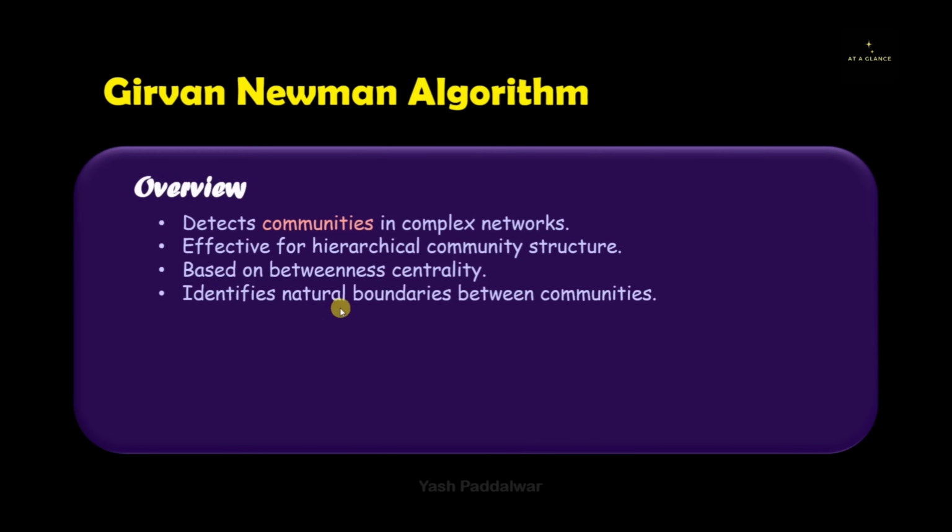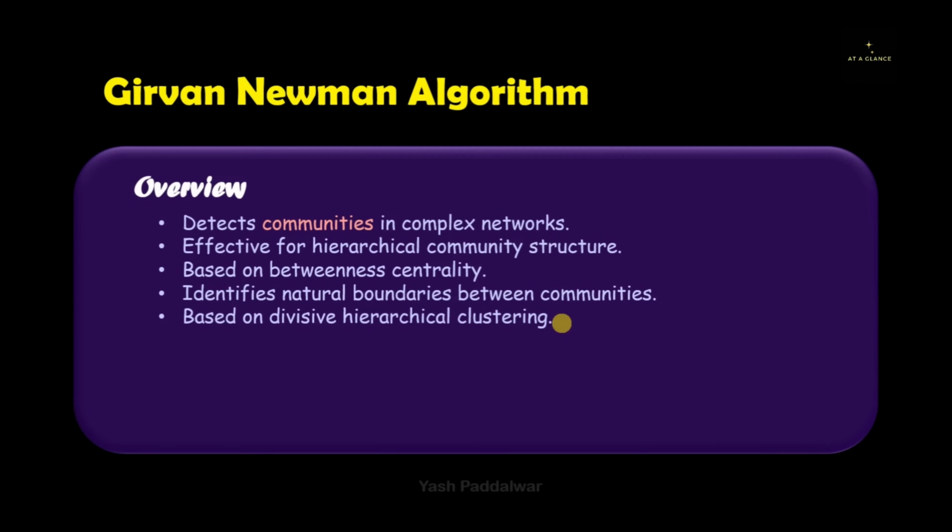It identifies the natural boundaries between communities. That means it is going to separate communities from each other. It is going to group the like-minded nodes and will separate the nodes which work or function differently from the previous ones. You can think of this Girvan Newman algorithm as a clustering algorithm. Basically, it is going to form the clusters of like-minded nodes in the network, that means those nodes which function similarly to each other.